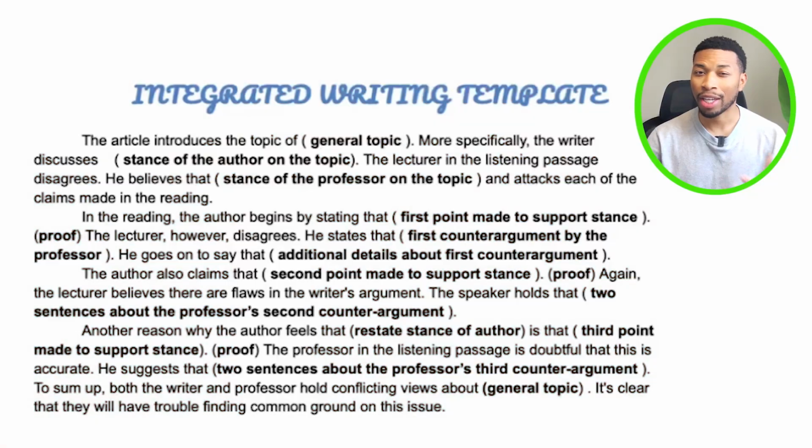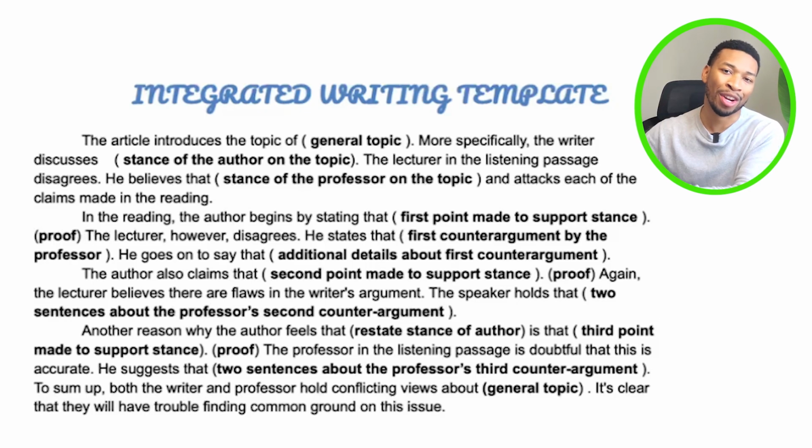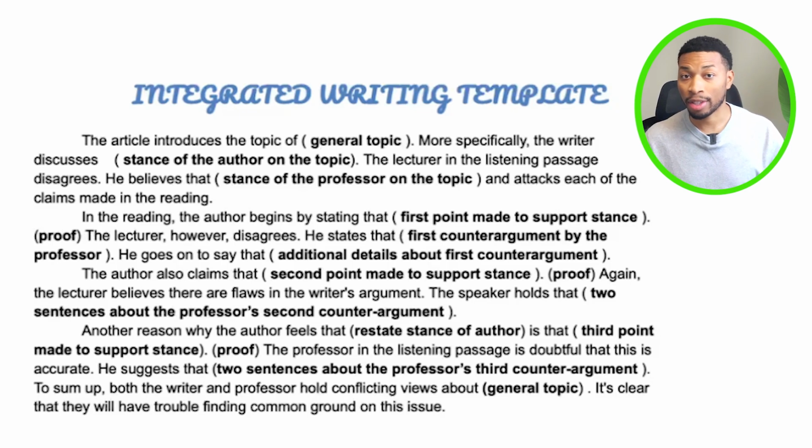Let's give it a look. So at the beginning of your explanation, you always want to mention what the topic is about. So if you see here, the article introduces the topic of whatever the topic is. More specifically, the writer discusses, and then we're going to talk about the writer's stance. Then we're going to go to the speaker side. The lecturer, however, in the listening passage disagrees. He believes, and then you're going to talk about whatever side the speaker's on, and then we're going to say, and he attacks each of the claims made in the reading. So that's a very simple introduction. You can do it in your own personal style, however you want. We just basically need to know what the writer thinks and what the speaker thinks.